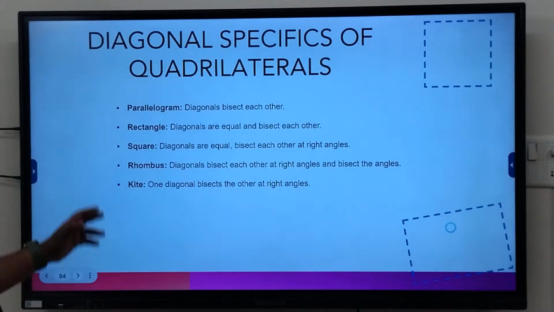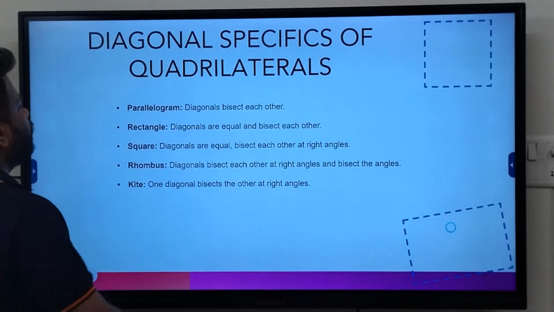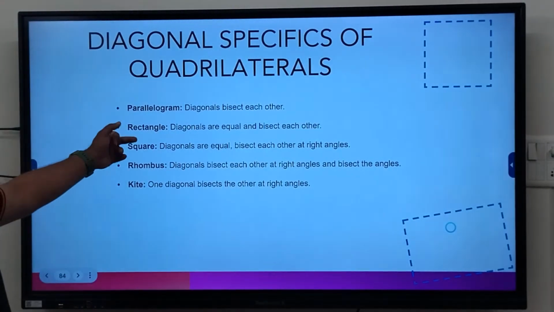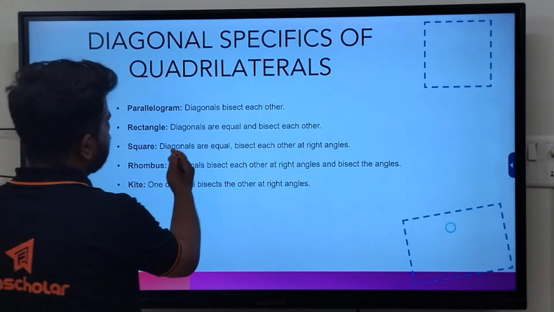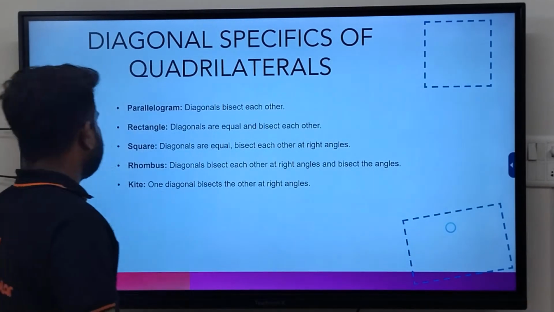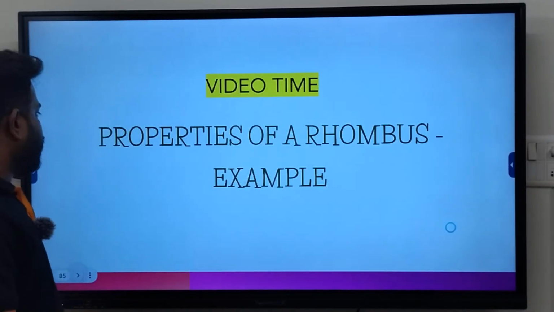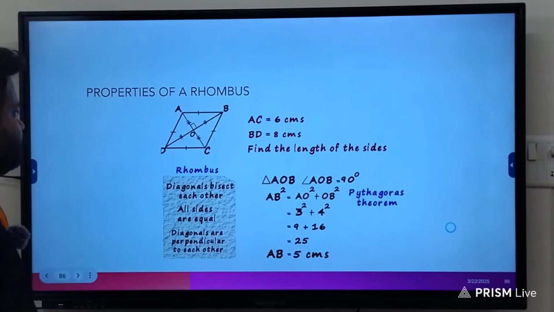Okay, diagonals are specific to quadrilaterals. So diagonals bisect each other for a parallelogram. For a rectangle, diagonals are equal and bisect each other. For a square, diagonals are equal and bisect each other at right angles. For rhombus and kite, it is just like this. Okay, properties of a rhombus example.